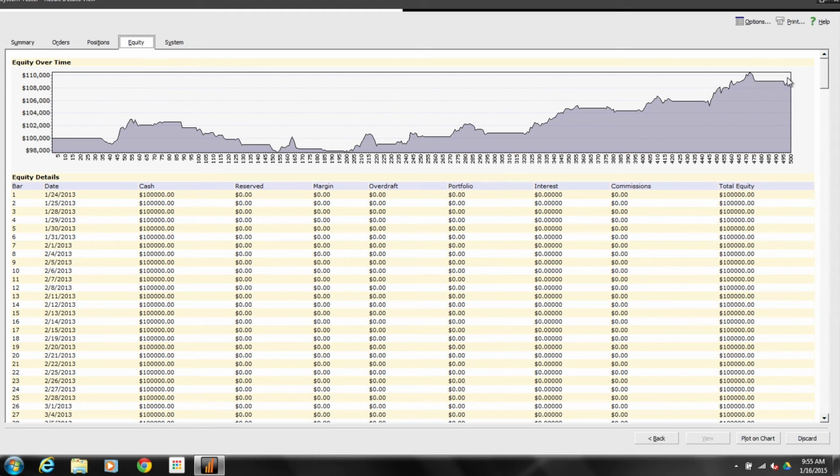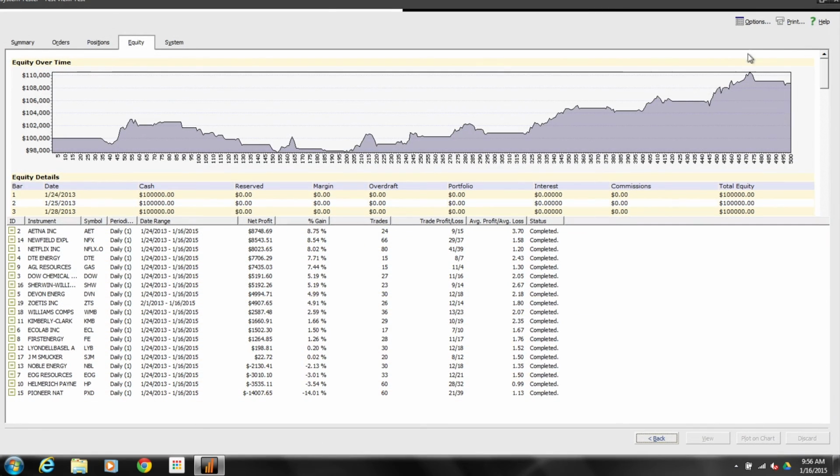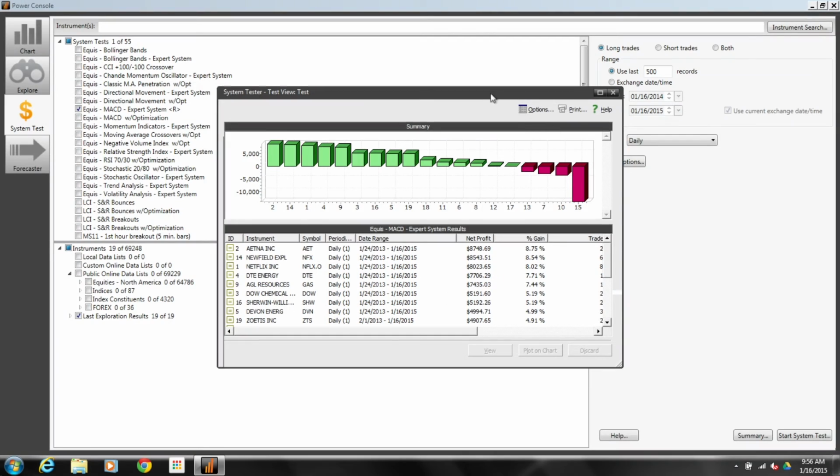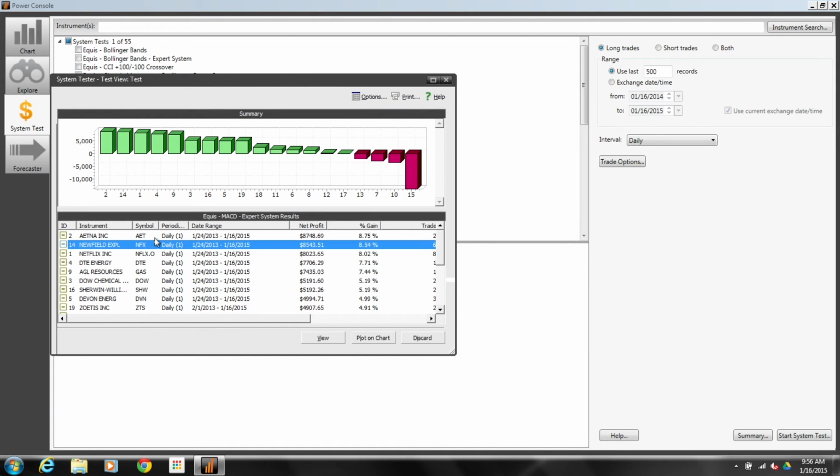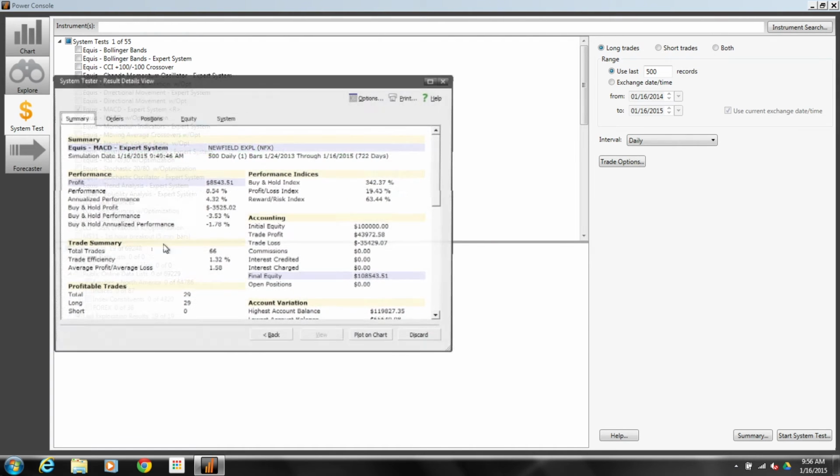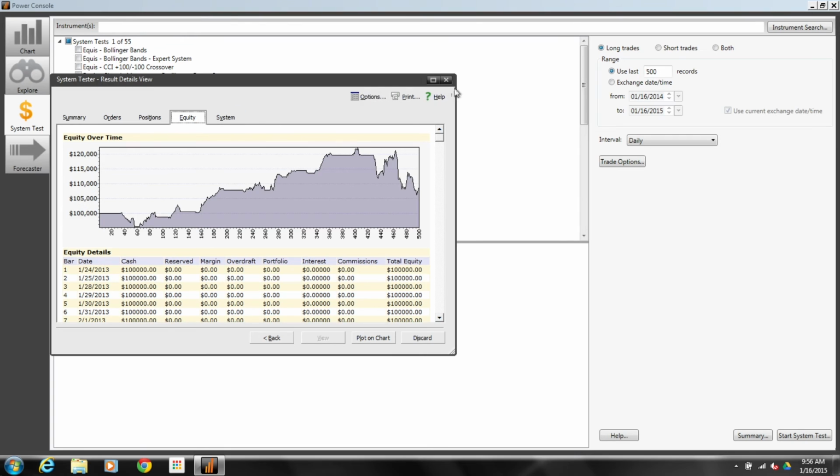And let's look a little bit more at some of the other equity lines to see how they look, to see if we can kind of get a pattern of what works, what doesn't. So let's just take a step back and minimize this here for a second. And let's look at maybe Newfield here. Let's look at its equity line.